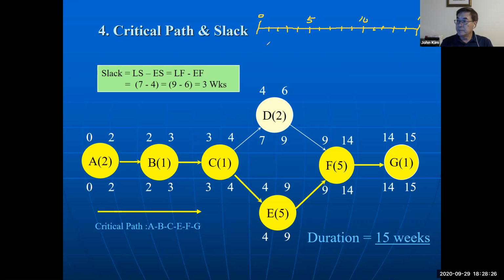Activity A, start 0 and finish 2. Then B starts 2 and finishes 3. And C starts 3 and finishes 4. And D starts 4 and finishes 6.